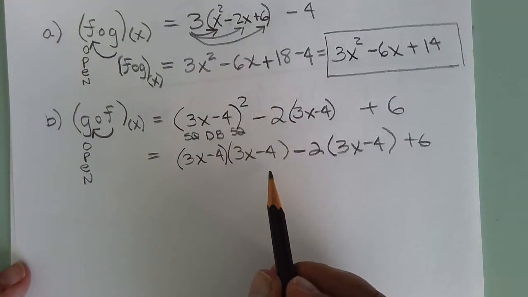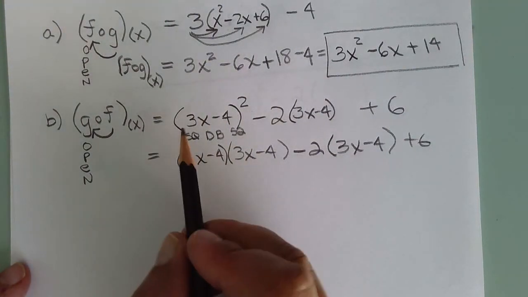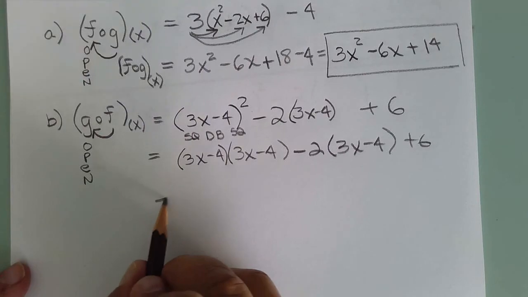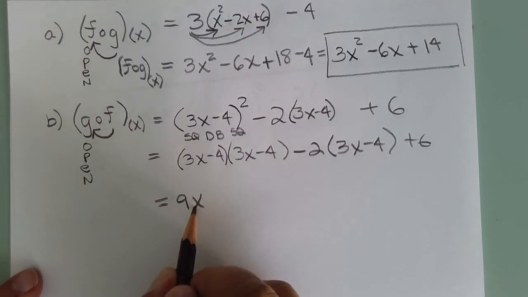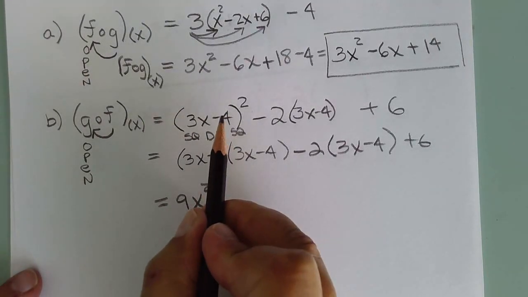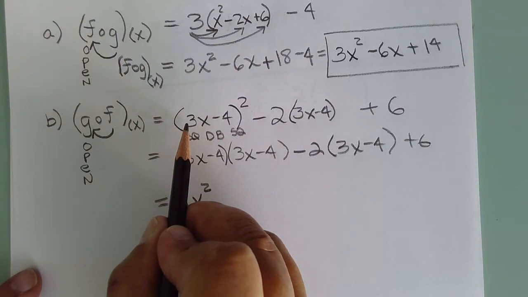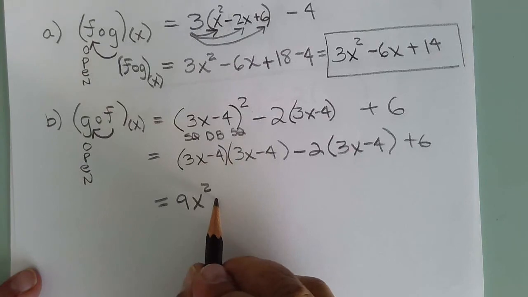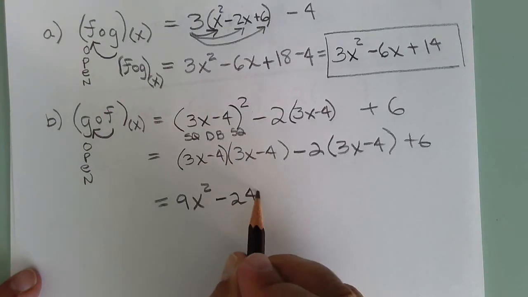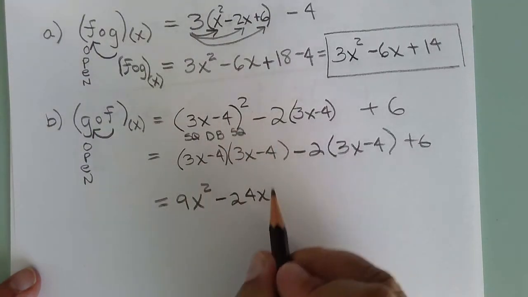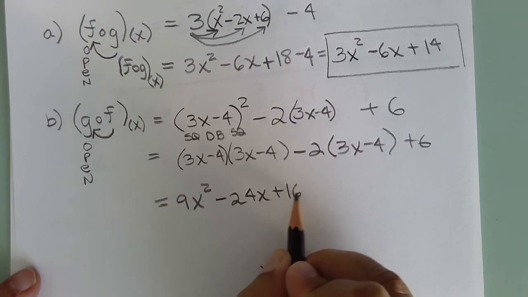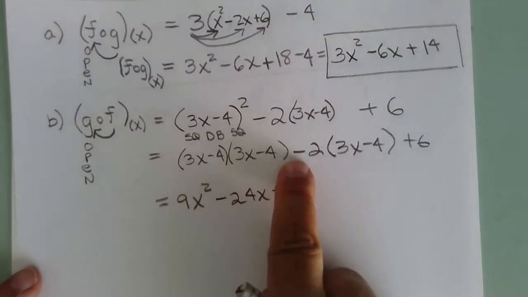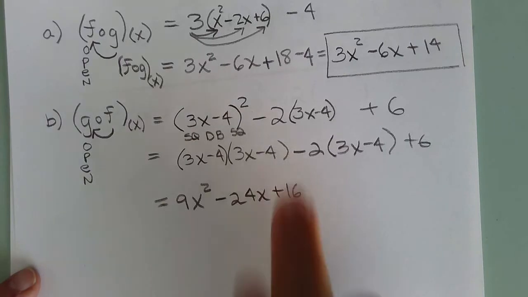You don't have to write it out twice, and you don't need the foiling arrows. You would square, getting 9x squared. You would multiply this times this and get negative 12x. Negative 4 times 3 would be negative 12x, but then double it and get negative 24x, and then you would square that back term to get positive 16. So that's doing it without writing it out like this or without using foiling arrows.